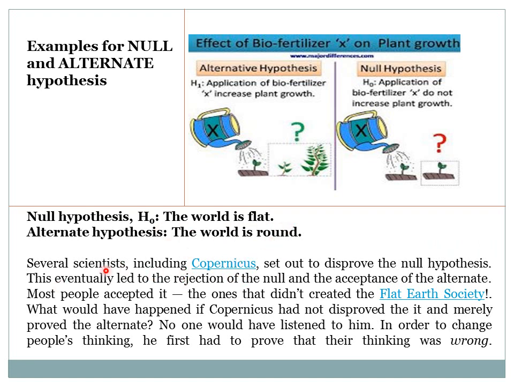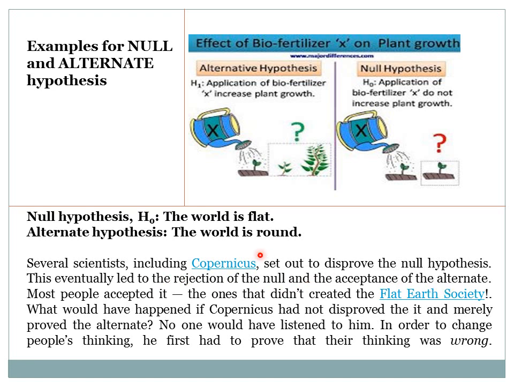So that is what I have explained here. Just check. Several scientists, including Copernicus, set out to disprove the null hypothesis. Right? He tried to disprove the null hypothesis. What is my null hypothesis? My null hypothesis is that the world is flat. This eventually led to the rejection of the null hypothesis and the acceptance of the alternate hypothesis.